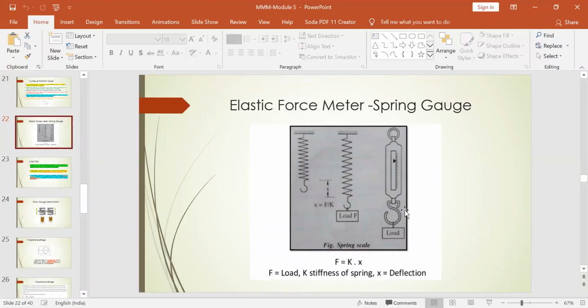So this is a normal spring gauge, which you might have used many times in your day-to-day activities or in the laboratories. This is one of the methods I just wanted to tell you. Anyhow, the description related to this is not in the syllabus, but as per the classification, this is also one of the categories which uses the elastic force meter. So that is what I wanted to tell you.